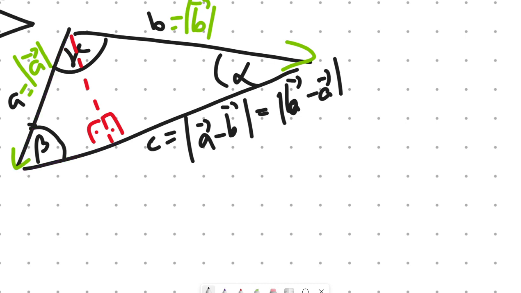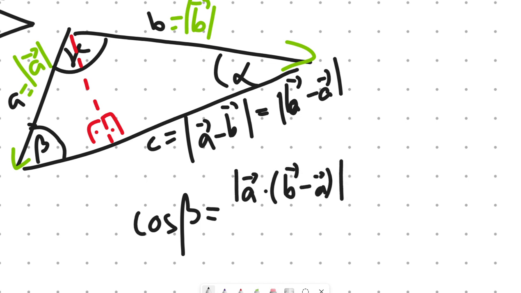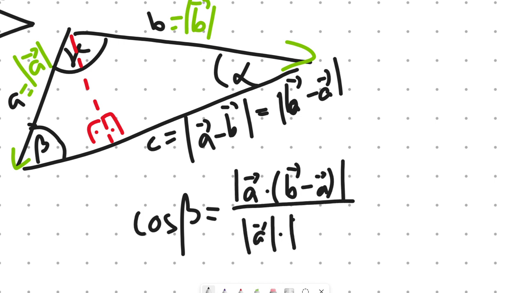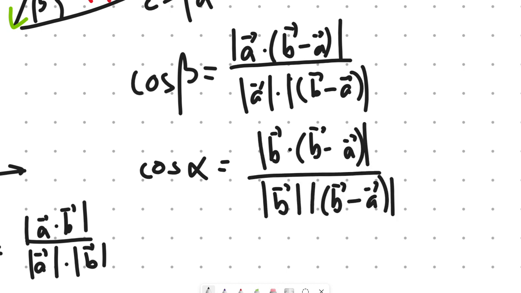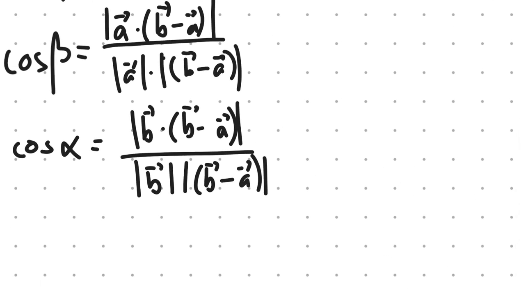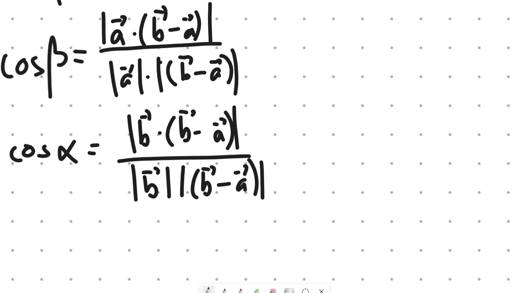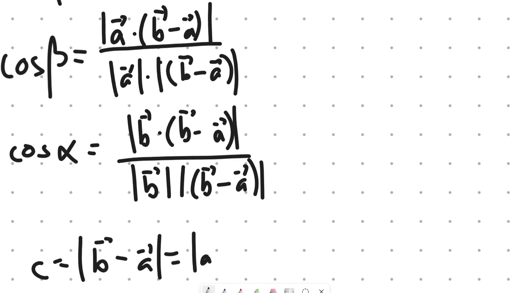So since we have the vectors over here, we can just simply say that cosine of beta is equal to the one which is A times B minus A as a vector divided by the length of those vectors. Now the same applies for cosine of alpha, which would just take the vector B into consideration. So this is the actual formula we have over here. And since we know that C can be expressed in another way, C, we just talked about it, is the vector B minus A or A minus B.